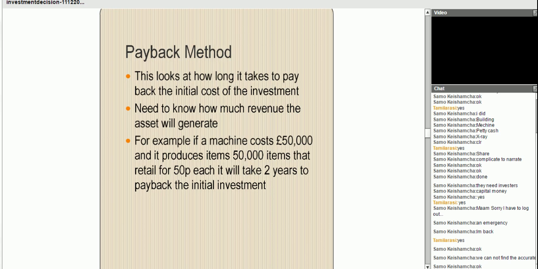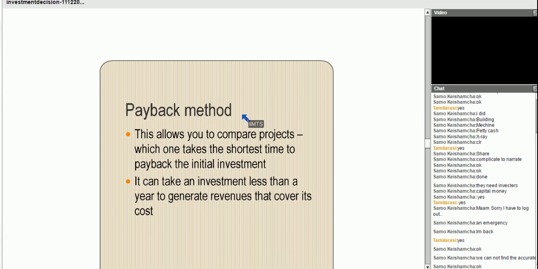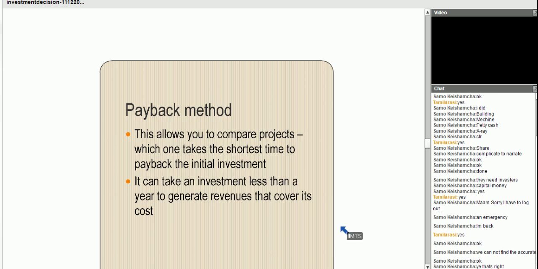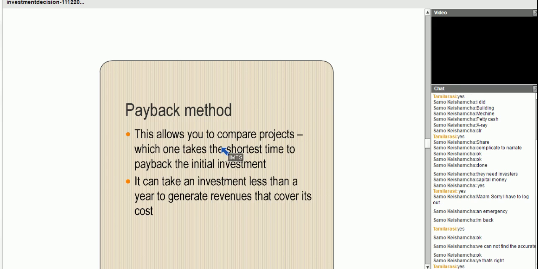Okay, Tamil? Yeah. Yes, Tamil. Tamil? Okay.